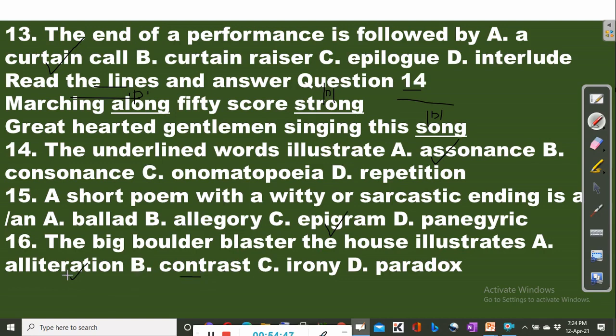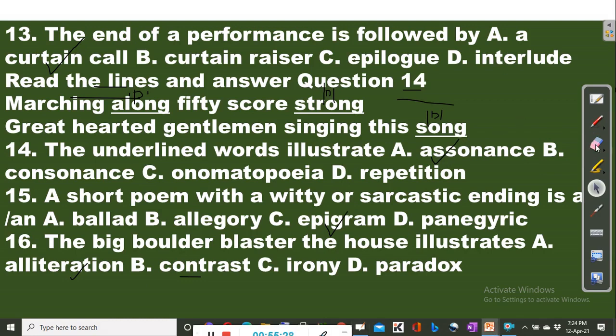Now, alliteration is the repetition of the initial consonant sound in a line of poetry. And here you can see big, bolder, blaster, BBB. So it's a repetition of the initial consonant sound in these three words. That is what we call alliteration. All right, so contrast, we have already explained when you begin to look at the differences between one thing and another. Irony, we have already talked about, and paradox, we have also talked about. Now, let's move on.